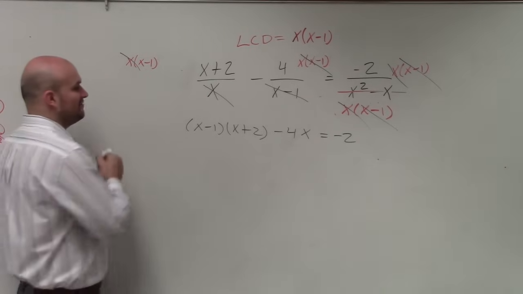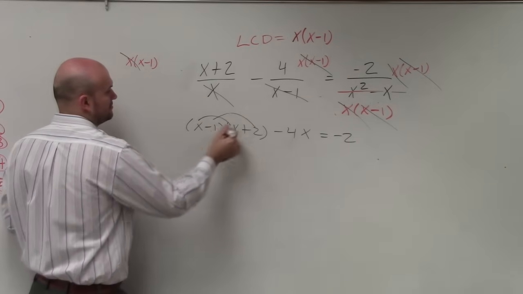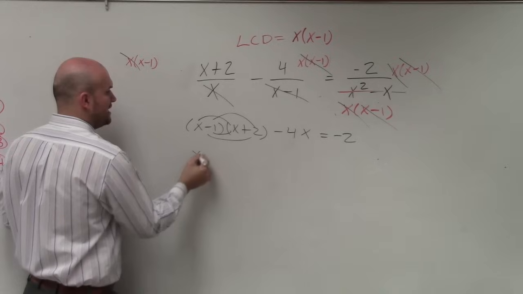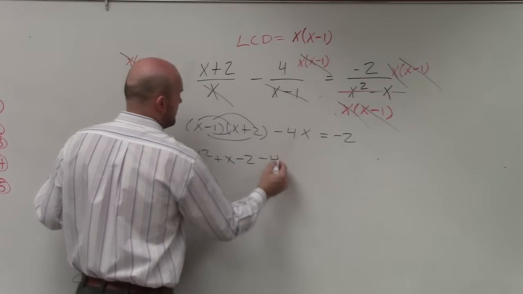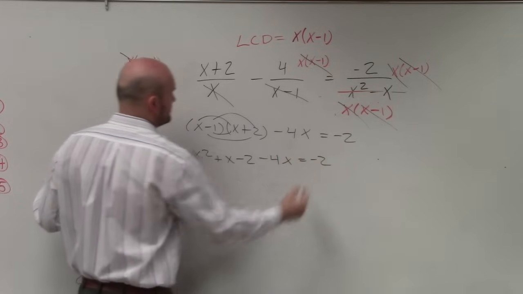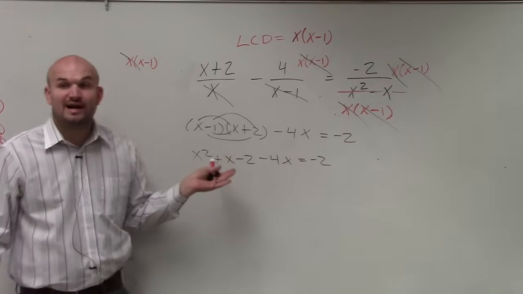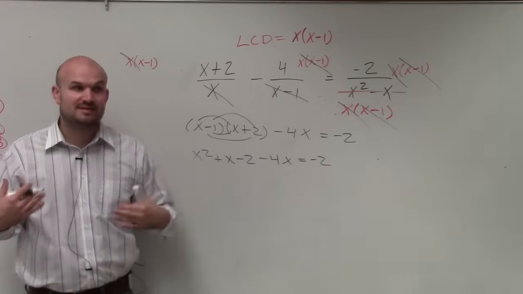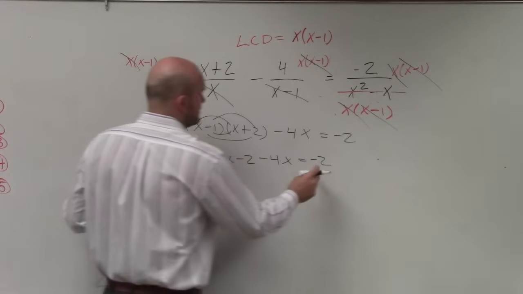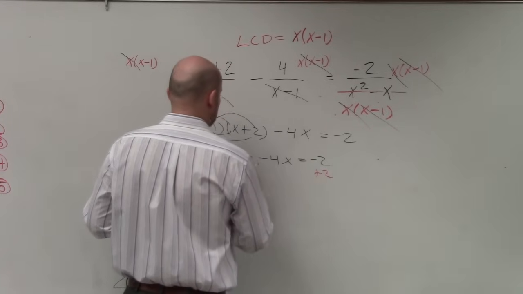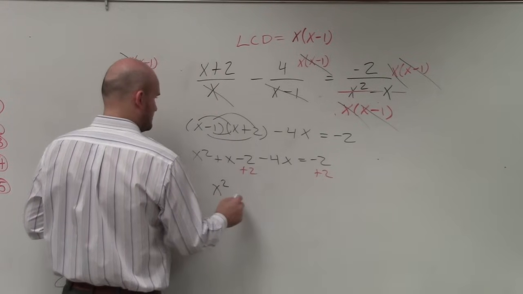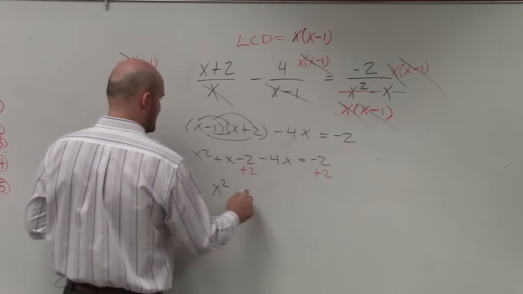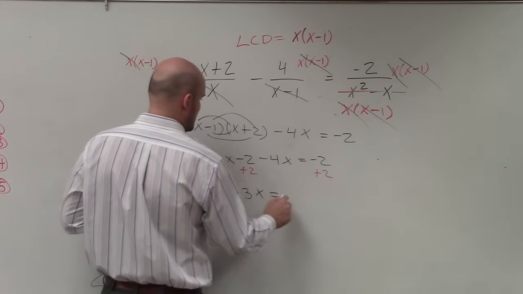Now, apply FOIL here. You get x squared plus x minus 2 minus 4x equals negative 2. I realize this is a quadratic, so I'm going to get all my terms onto the same side, right? So I'll add a 2 to both sides, and I get x squared minus 3x equals 0.